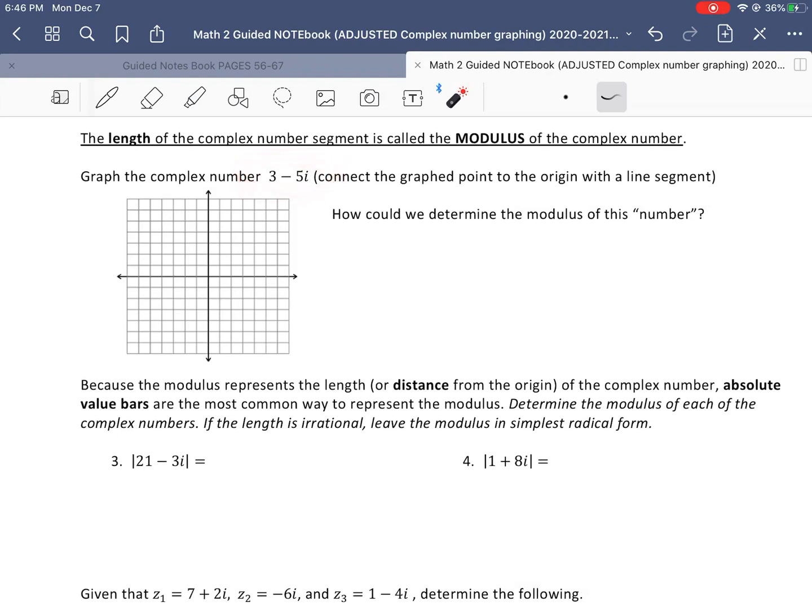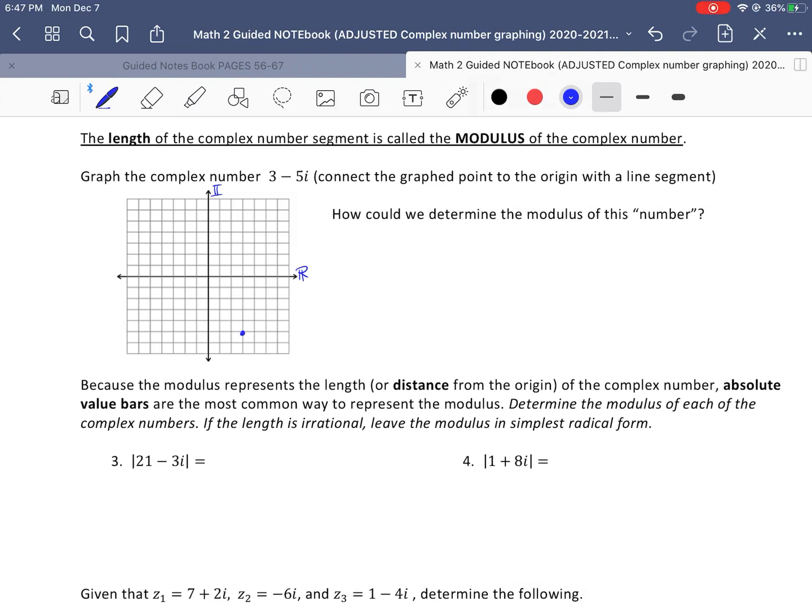So this says graph the complex number 3 minus 5i. Remember, we move 3 in the real direction, negative 5 in the imaginary. So here's our real number axis. Here's our imaginary number axis. So we're going to go imaginary number 1, 2, 3 in the positive, down 1, 2, 3, 4, and 5. So here's that complex number.